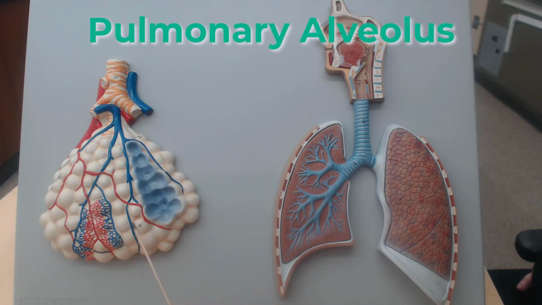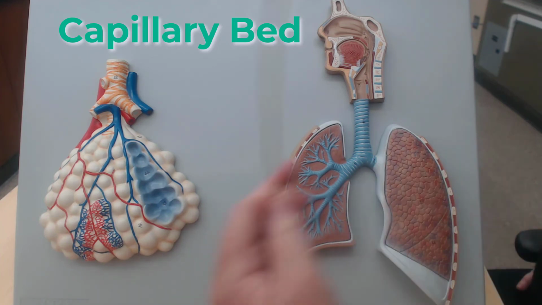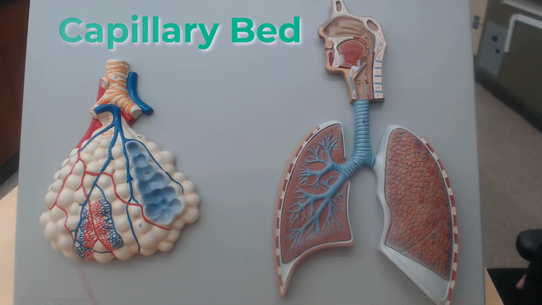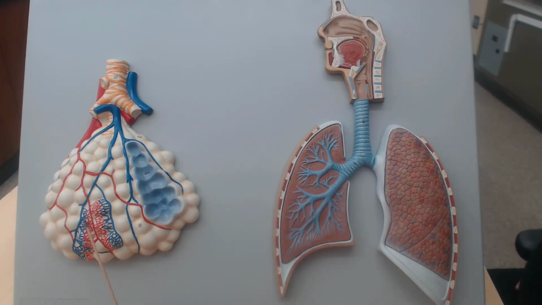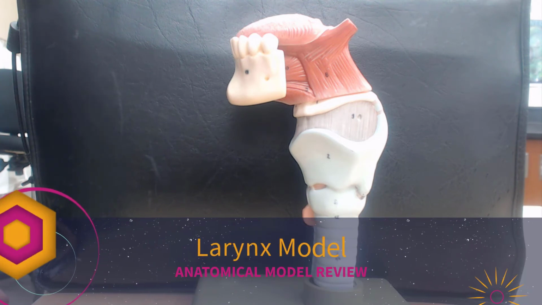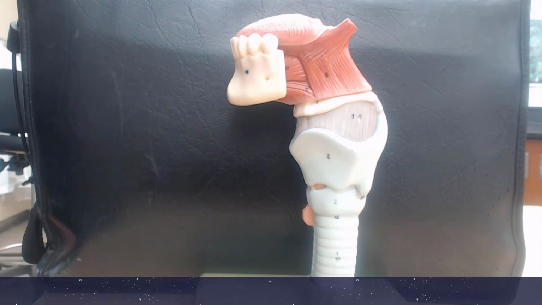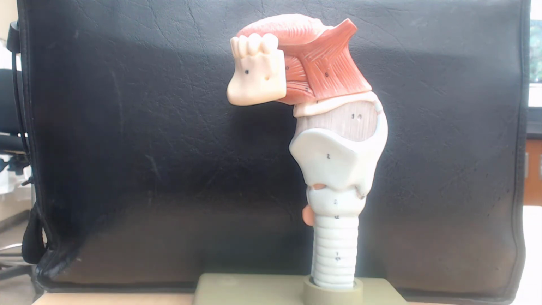Each one of these is a single alveolus or pulmonary alveolus. Even though they're only showing the capillary beds here, just know the capillary beds are on top of each of the pulmonary alveoli. These capillary beds are what is going to allow exchange of gases between the circulatory and respiratory systems. So this is a larynx model, but it also has some additional features of the digestive system on it. So let's just show you what you need to know for the practical exam.